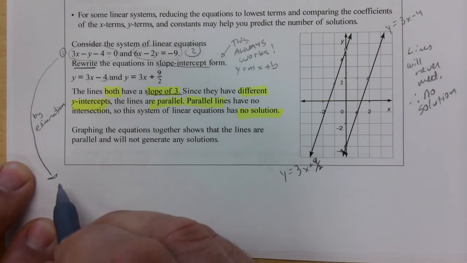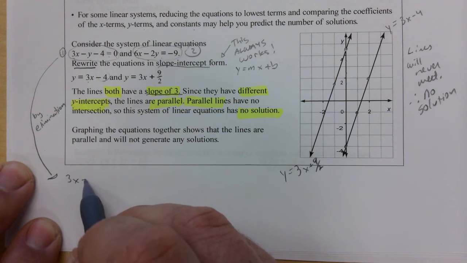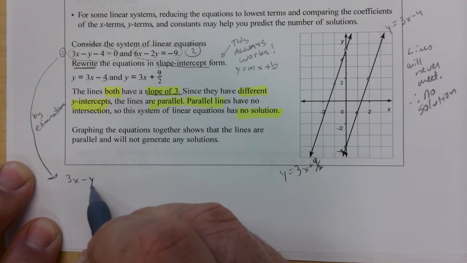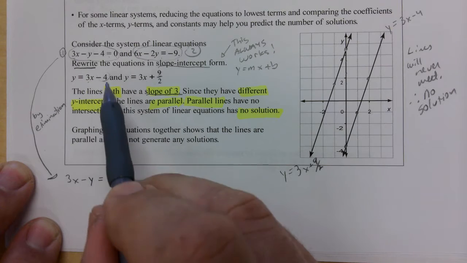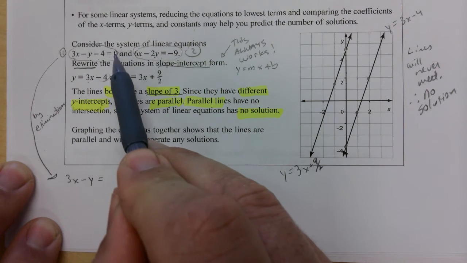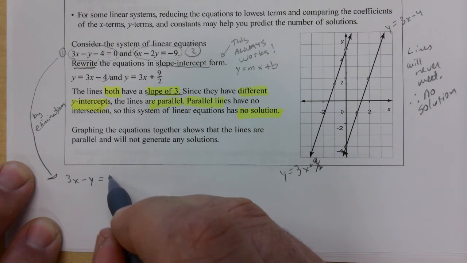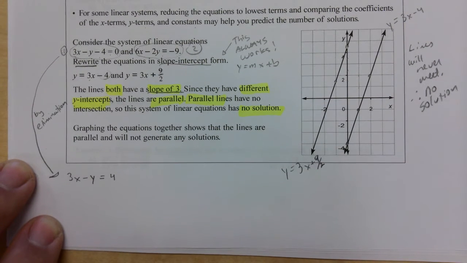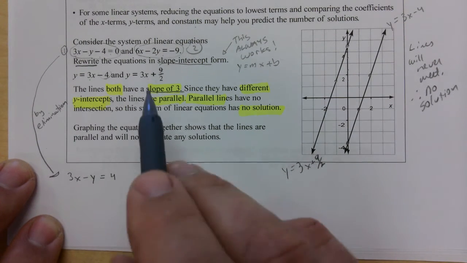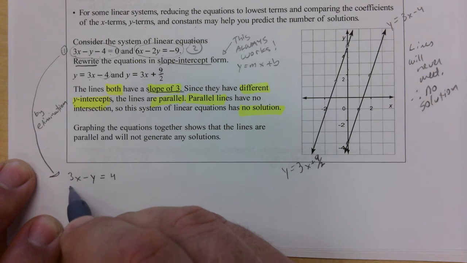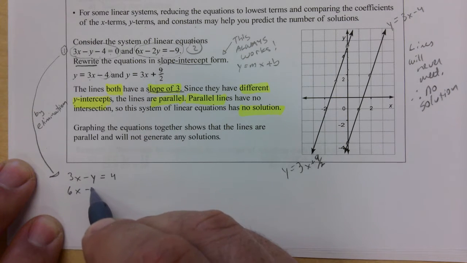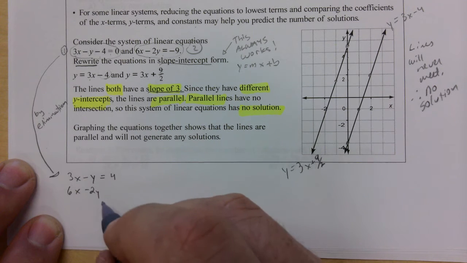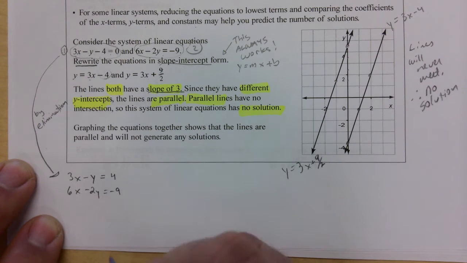So we take the first one, 3x minus y is equal to, let's bring the -4 over to the other side so that it looks like the way the equations have been presented to us so far. And then we'll take that second equation, 6x minus 2y is equal to -9.